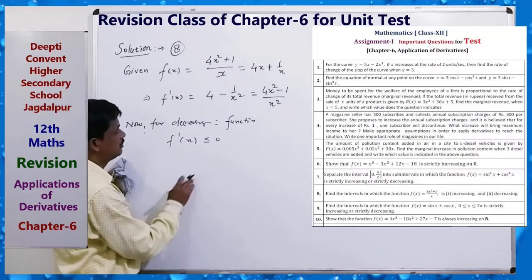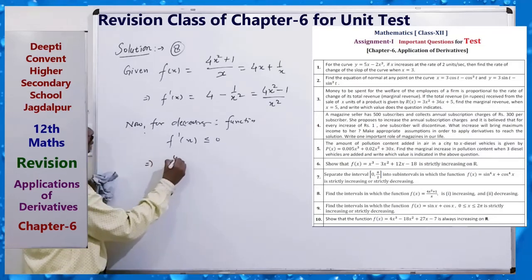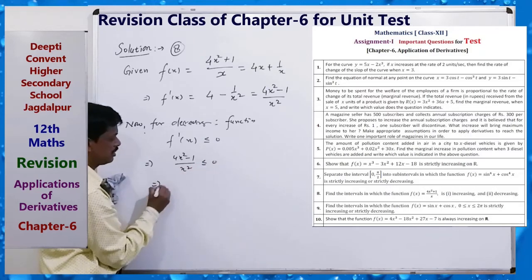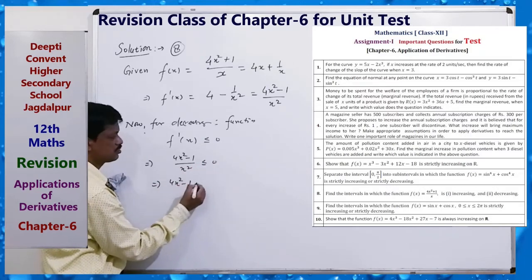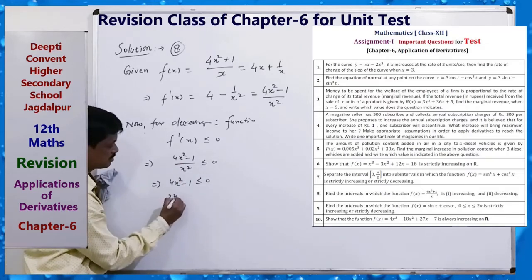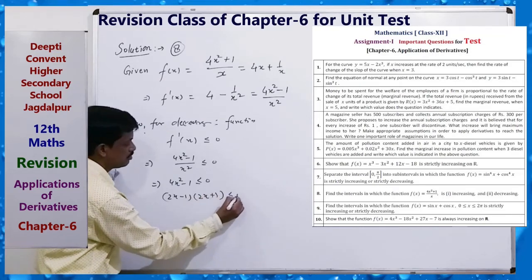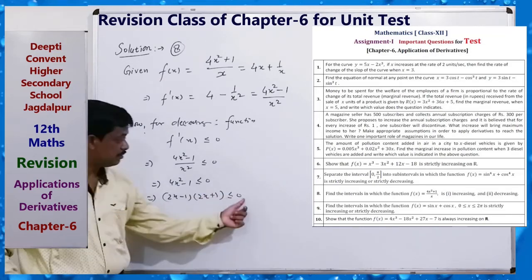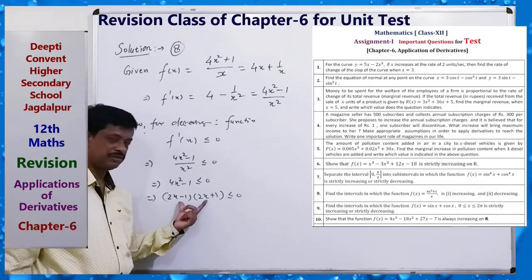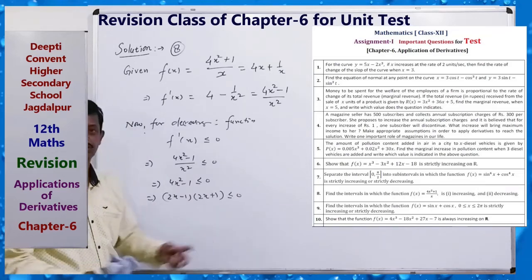In this part, what will be the value? (4x square minus 1) by x square is less than or equal to 0. So we can suppose 4x square minus 1 is less than or equal to 0, since x square is a positive quantity. This means (2x minus 1)(2x plus 1) is less than or equal to 0. It should be negative. Negative means either this is negative and this is positive, or this is positive and this is negative. Either of the two conditions.